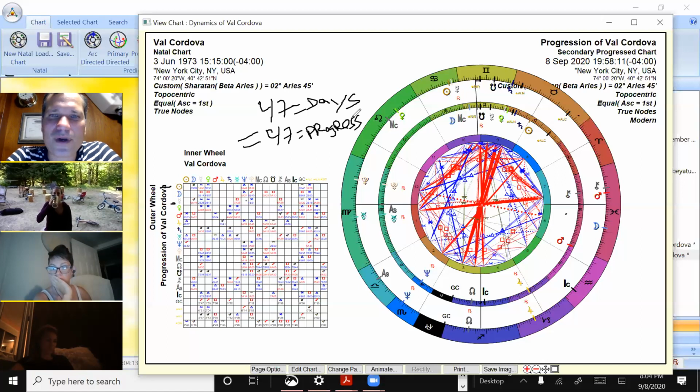Basically, if you were to run a birth chart 47 days exactly after your birth, it would look exactly like your progressed chart. That's what progressions are. Somehow that formula is day to year, and I honestly don't know how it makes sense, but it does. I doubted it, worked with it, saw it, and it works.